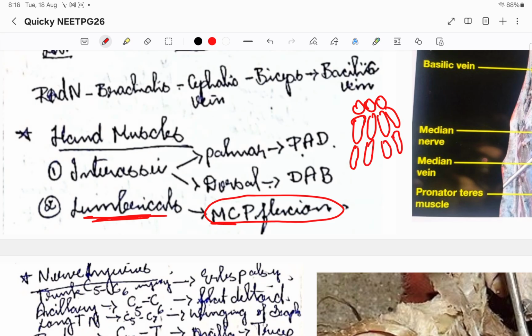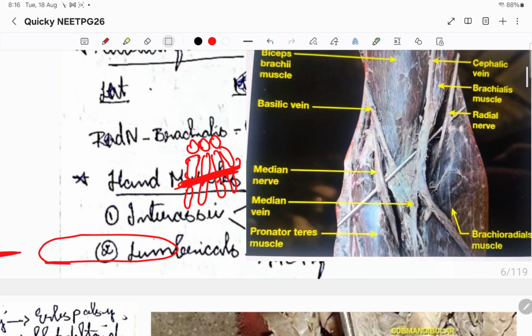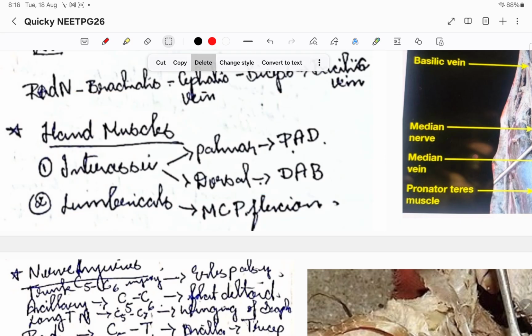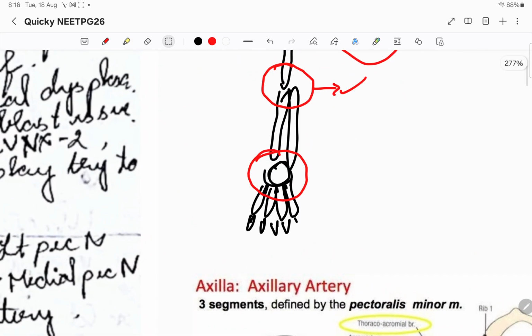Okay, so between the metacarpophalangeal joint, whatever the flexion that happens between the fingers and the hand, that flexion will be done by lumbricals. Okay, so that is all and everything you need to know about the hand muscles. That's it. So now we are done with the muscles of the hand also.